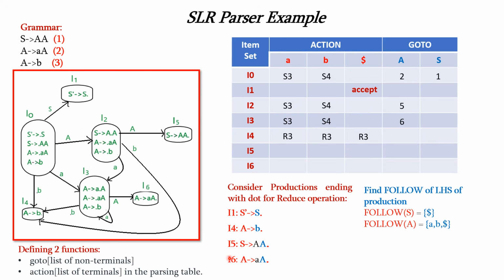Next we consider I5, S tends to AA dot. It is the production number 1. So here the left hand side is S. So we have to find the follow of S. Follow of S is dollar. So near I5 and dollar, we write the production number 1, that is R1. And next we consider I6. So its production number is 2. A tends to AA. So it is production number 2. So follow of A we have to find. So a, b, dollar. So in the item set 6, under a, b, dollar we have to write R2. So R2 in a, R2 in b and R2 in dollar. So thus we have constructed the parsing table.